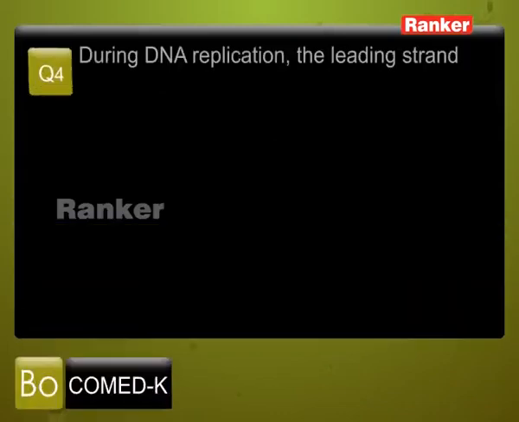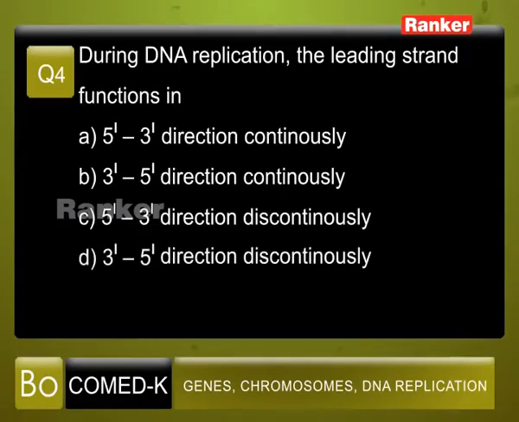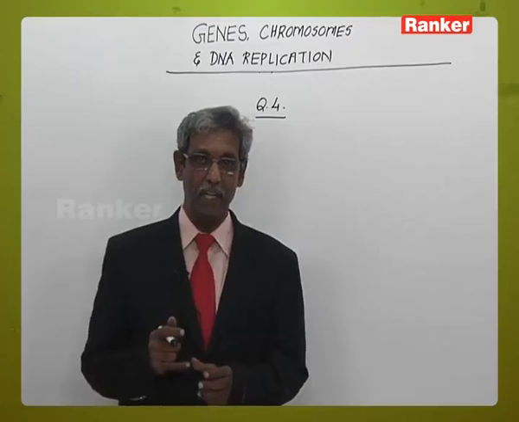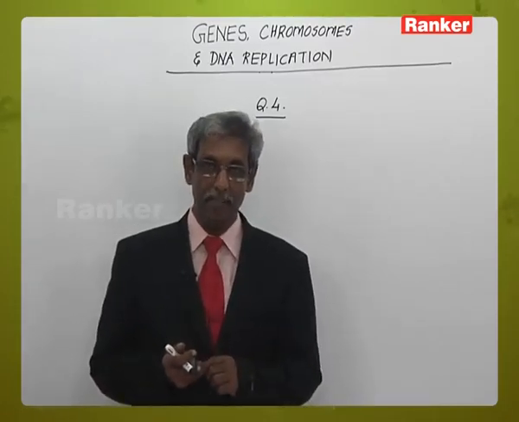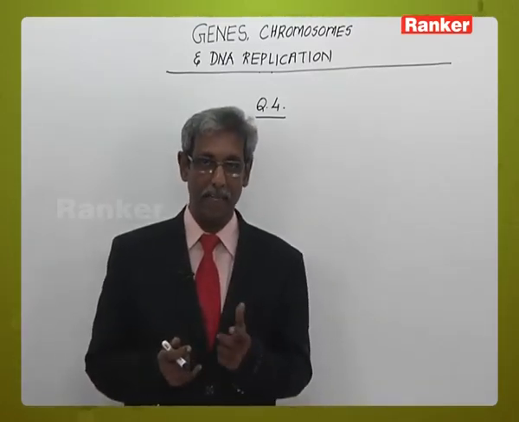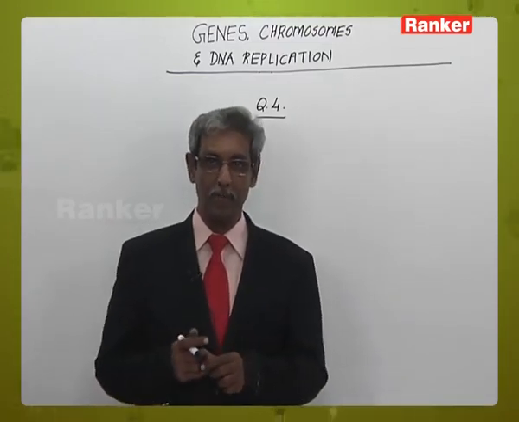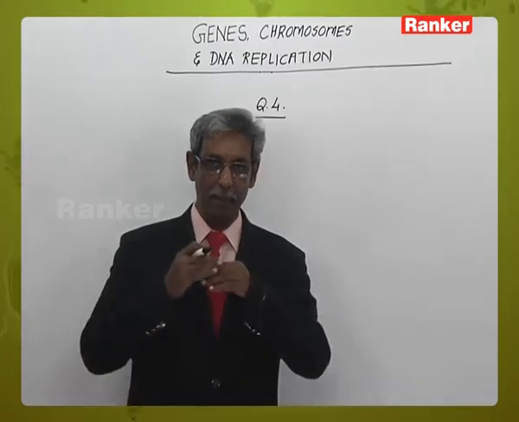Question number 4: during DNA replication, the leading strand functions in A, 5'3' direction continuously, B, 3'5' direction continuously, C, 5'3' direction discontinuously, D, 3'5' direction discontinuously. Whenever we take DNA replication, supposing we have a strand of DNA, the two strands get separated. Imagine a DNA made up of a blue strand and a red strand, and both of them get separated.